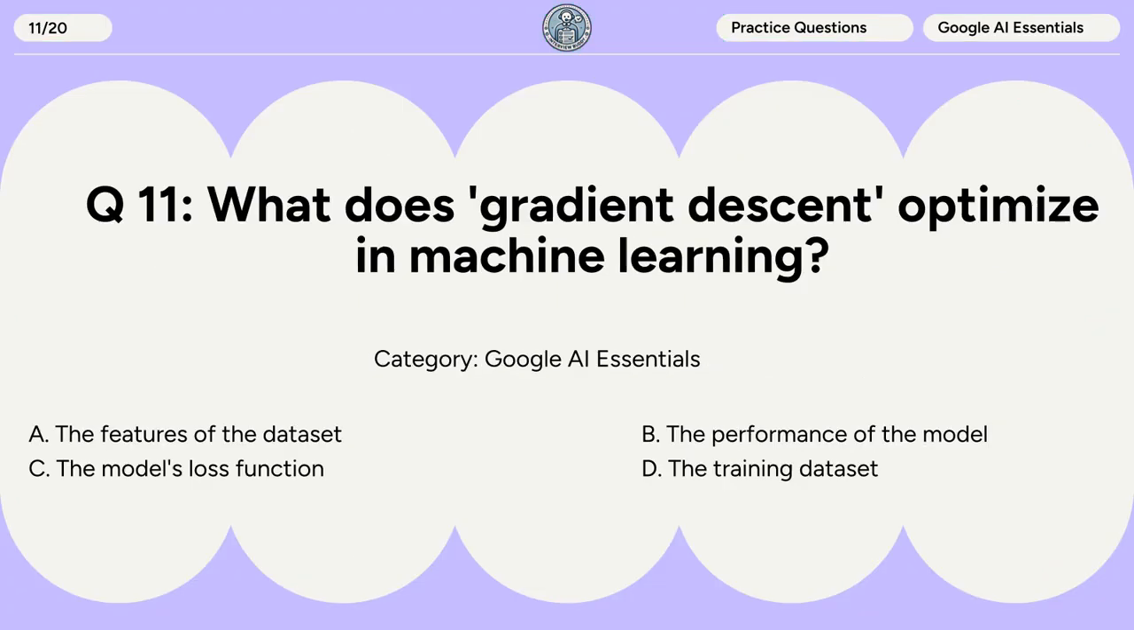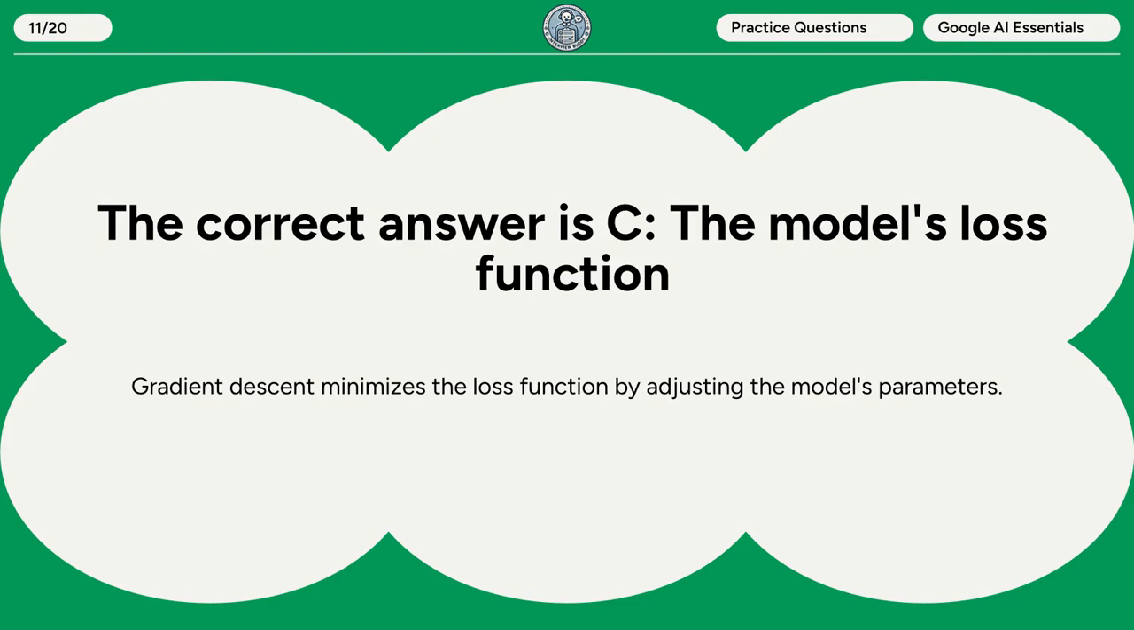Question 11. What does gradient descent optimize in machine learning? A. The features of the dataset. B. The performance of the model. C. The model's loss function. D. The training dataset. The correct answer is C. The model's loss function. Gradient descent minimizes the loss function by adjusting the model's parameters.